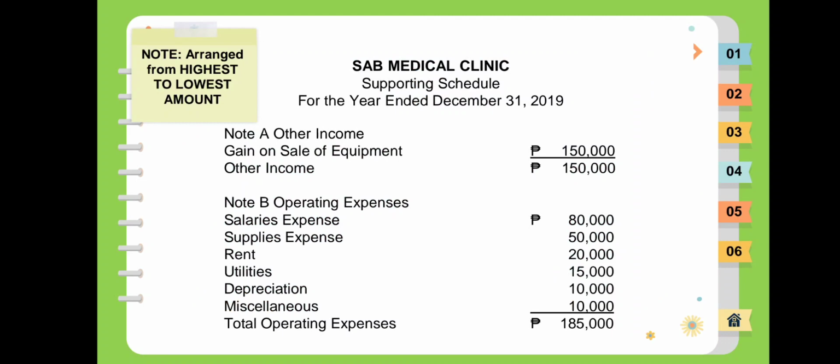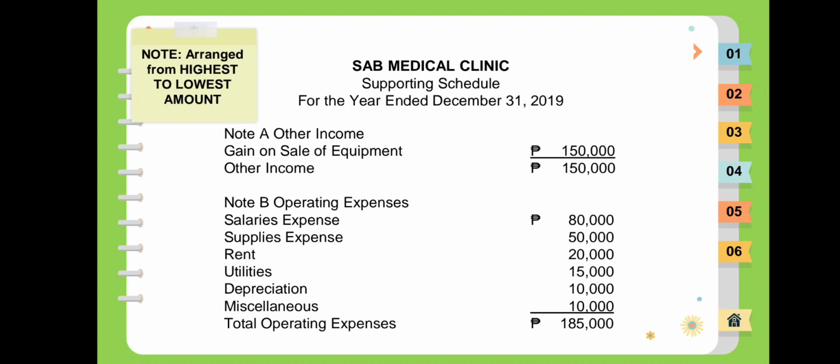Then for Note B, we have the operating expenses. So ito, inisa-isa niya yung operating expenses. Take note, the arrangement of the operating expenses is from highest to lowest amount. So unahin niyo muna yung pinaka may highest value down to the lowest value or amount of expense. So, in our example, we have salaries expense. Siya yung pinaka may highest amount, which is 80,000. And lastly, the miscellaneous and depreciation expense na pinaka bababa naman, which is 10,000.